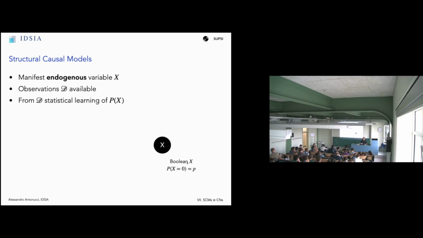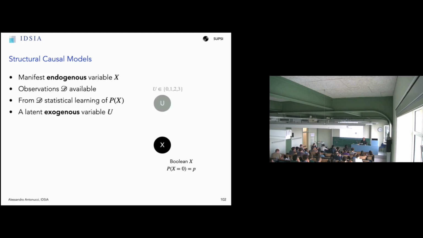Okay. Let's say that I collect observational data about this variable, and I'm able to learn a probabilistic model. Can be a Bayesian network, can be whatever. In this case, it's a single variable, so a probabilistic model is just a probability mass function. For a Boolean variable it is enough to say that the probability of the first state is p, and the probability of the second state is 1 minus p. Probability mass function. This is my observational knowledge. Okay? This has to do with statistical learning.